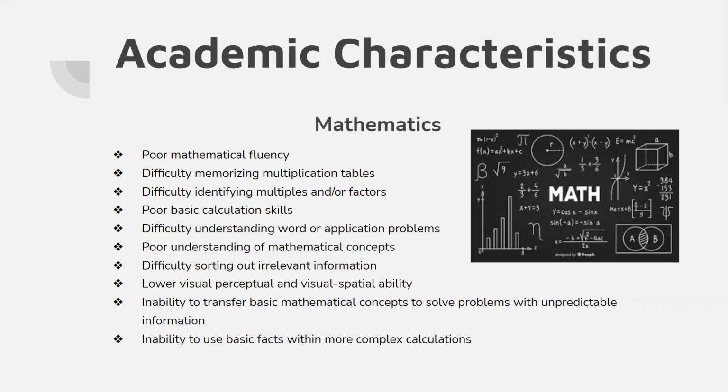They may also have lower visual perception and visual spatial ability, and that might impact their ability to do subjects like geometry. They may display an inability to transfer those basic math concepts to solve problems that give them unpredictable information that they weren't expecting. They can also display an inability to use basic facts with more complex calculations. So that would impact their ability to do math in the general education classroom as it gets more difficult each year.